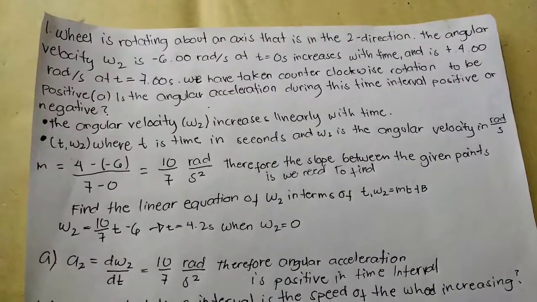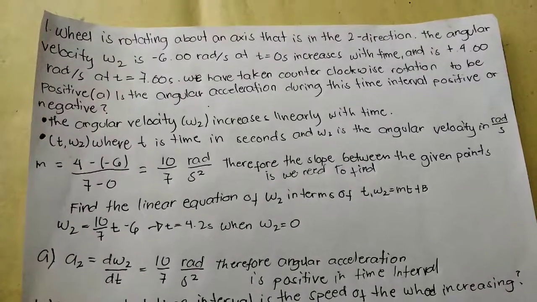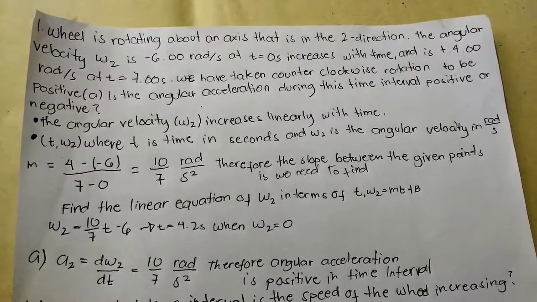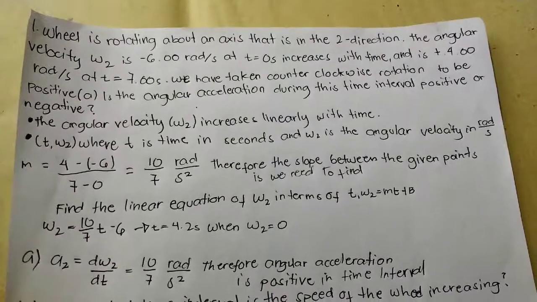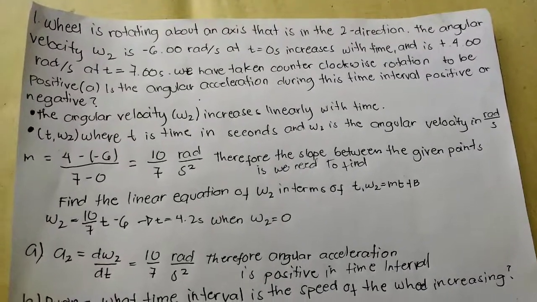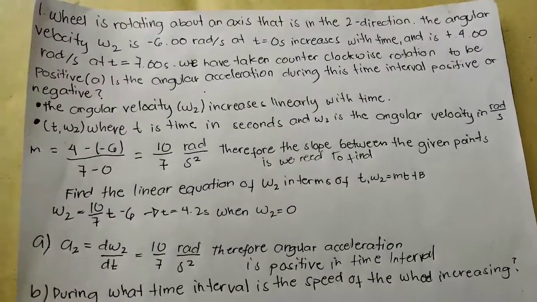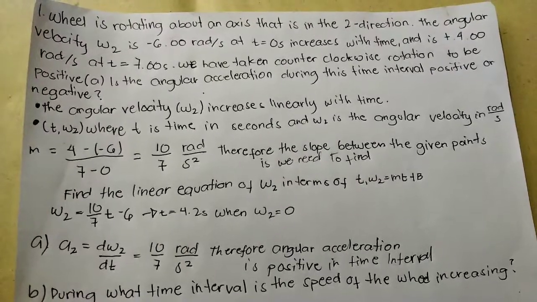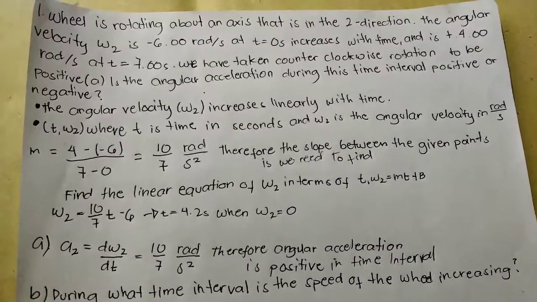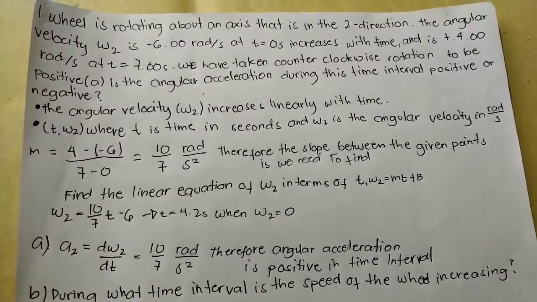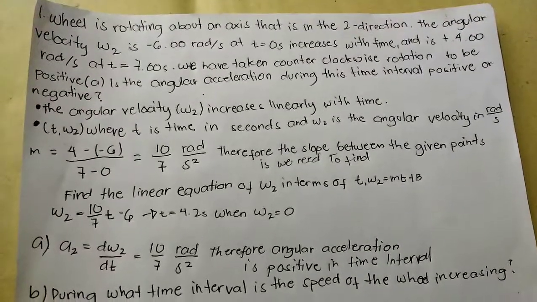And we find the linear equation of angular velocity in terms of t: ω_z equals mt plus b. So the angular velocity equals 10 over 7 t minus 6. So when the angular velocity is 0, the time is 4.2 seconds.